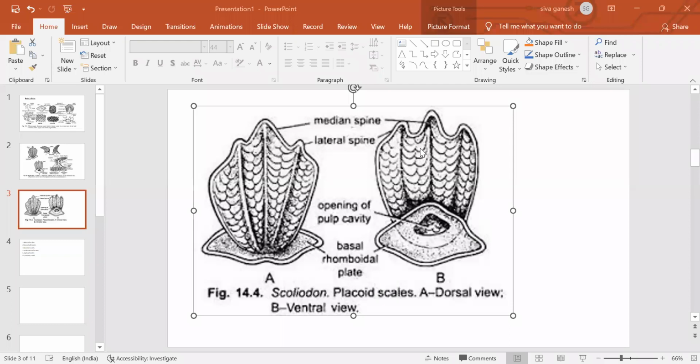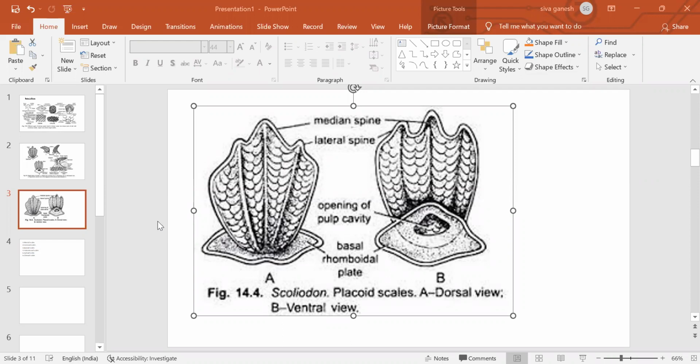If you observe this, they have a rhomboid structure. They also have a diamond-shaped appearance, and the basal plate is present, which is also diamond shaped. This is the basal rhomboid plate.